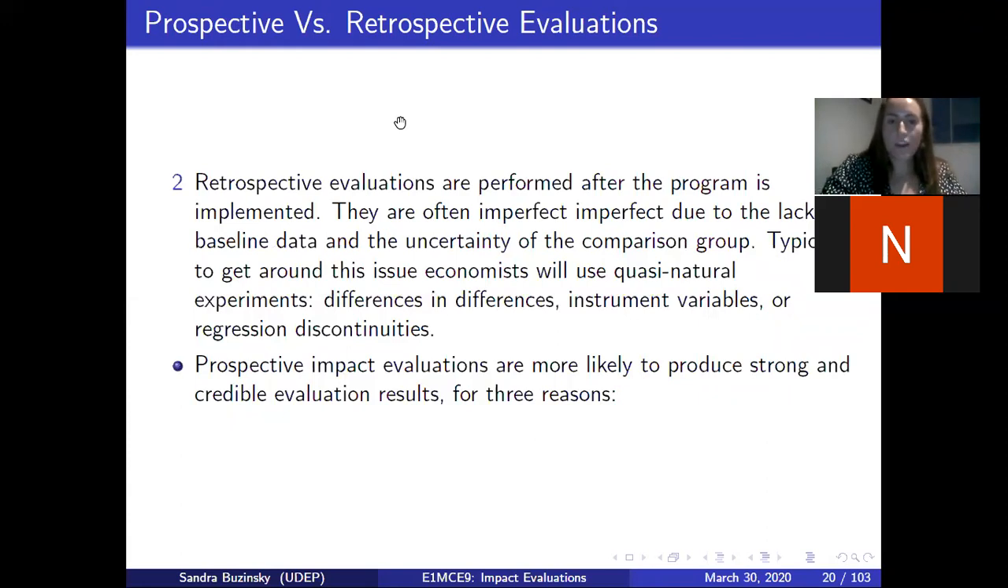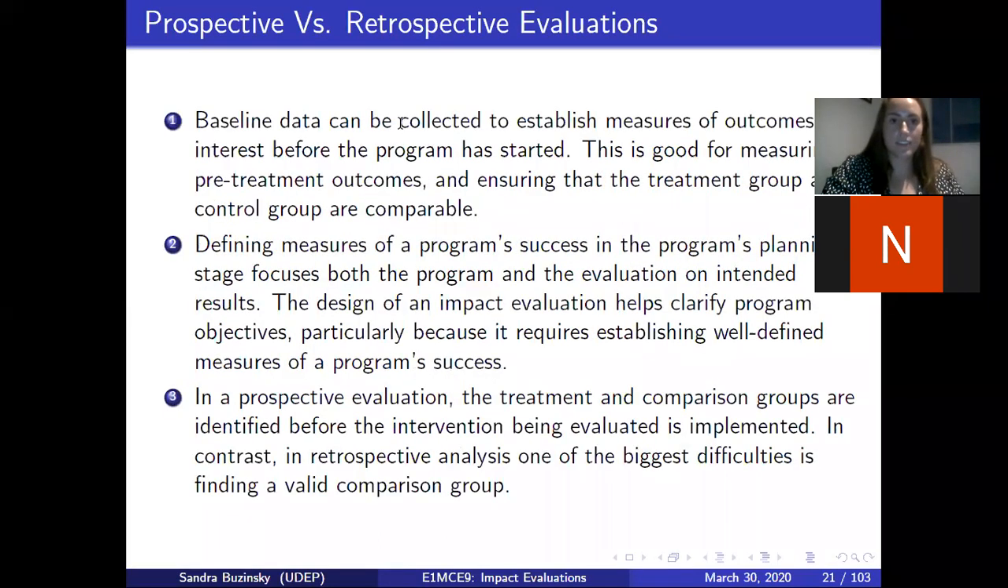So basically, prospective impact evaluations, the ones where we collect data before and all the way through, are more likely to produce strong and credible evaluation results for three reasons. The first reason is that we have baseline data, so data before the treatment is given. And so that gives us the measures of our outcome of interest before the program has started. So when we have pre-treatment outcomes, we can ensure that the treatment and control group are comparable.